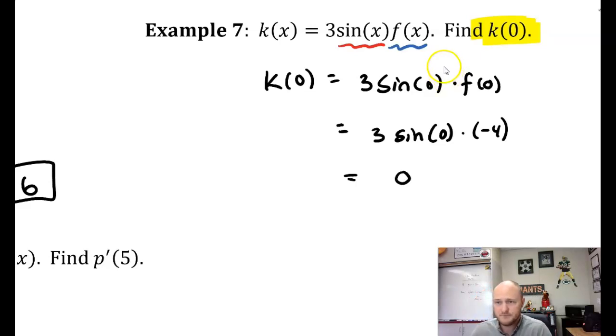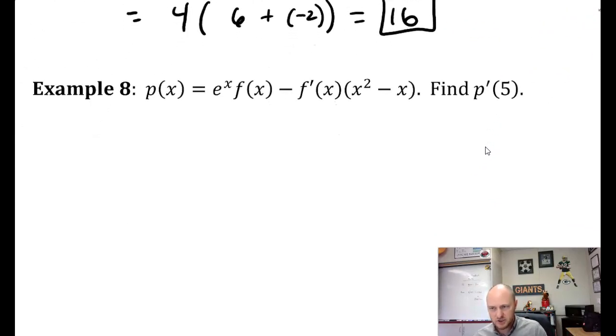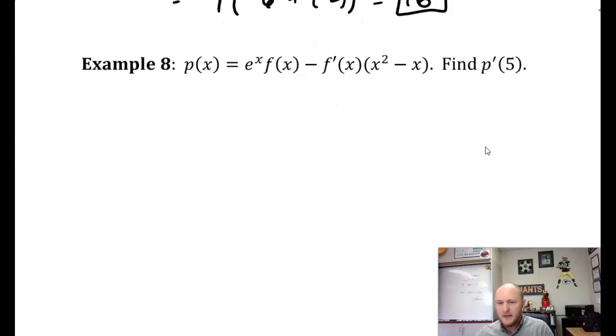So that's 0. Okay, what if they wanted k prime, though? K prime would be a different problem, right? So just pay attention to notation, because that's important. All right, example 8.